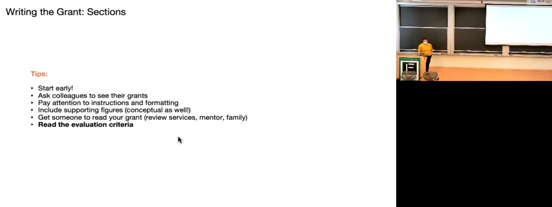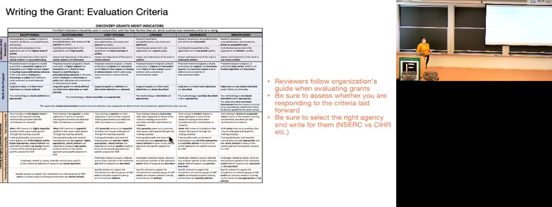And read the evaluation criteria. Here's NSERC's discovery criteria. It's awful, but this is the grid that reviewers use to evaluate your grant. They will tell you how you get from exceptional to insufficient. And in NSERC, they use bins to decide who gets funded. That's their funding stream. You need to get a lot of exceptional and outstanding to be in those top ones.